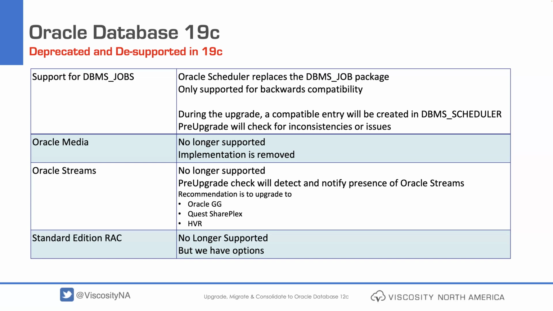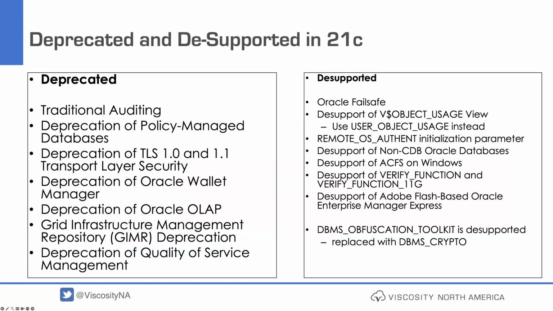Oracle Streams is completely not supported. The recommendation, again, is to go with GoldenGate, Quest SharePlex, HVR, etc. RAC on Standard Edition is no longer supported in 19c. The recommendation is mainly to go either to Enterprise Edition, or to Cloud, or to what we call Standard Edition High Availability. That's available in Oracle Database Appliance.